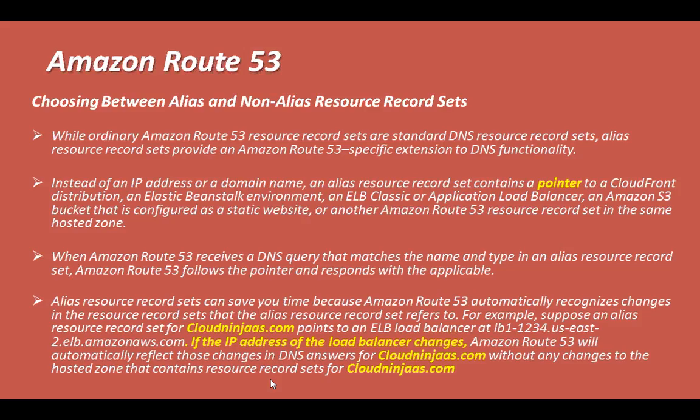So in this video we studied what Route 53 is and what its three main functions are: basically the registration, the health checks, and the DNS name service. Then we studied the hosted zones and the resource record sets within Route 53, and in the last part we studied alias records and how we can benefit from them.